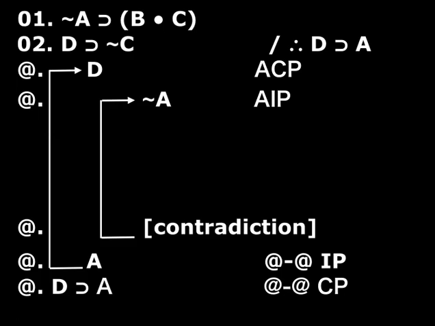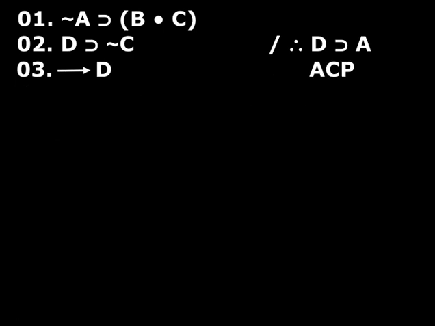That's all I'm going to have to do is just fill those in. I already knew I was going to do that. Assume D, ACP, assume not A by AIP. Now I'm just going to try to derive the contradiction. I already know how I'm going to do it.